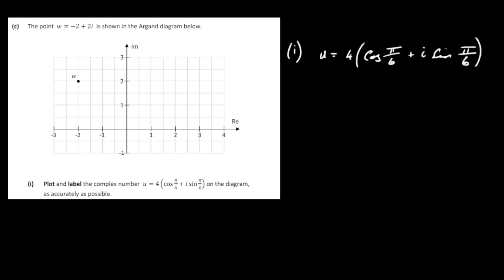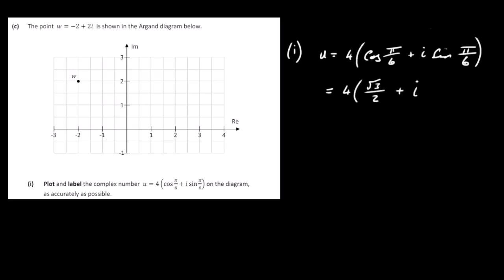So we've got to convert this to rectangular form. So it's going to be 4, let's see, cos of pi over 6. Pi over 6 is 30 degrees. The cos of pi over 6, again, it's in your tables. The cos of 30 degrees is root 3 over 2.